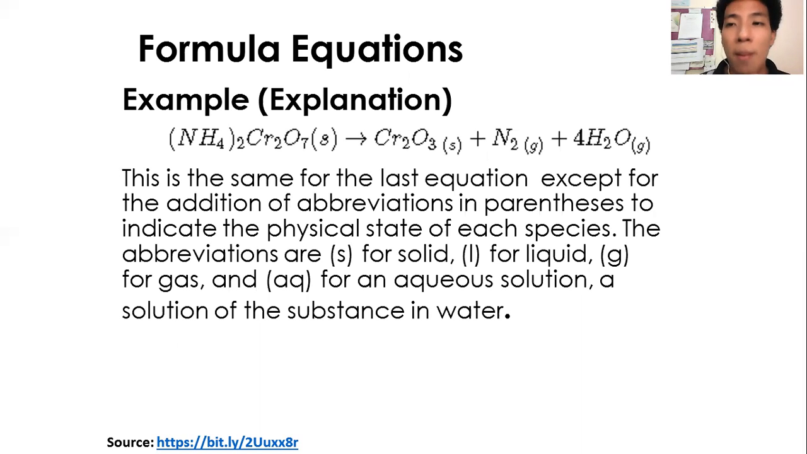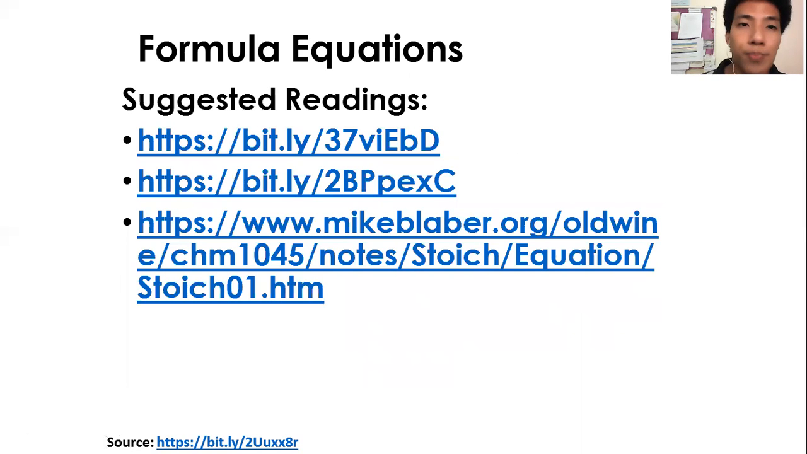Okay, we also have to remember that in writing chemical formula equations for chemical reactions, aside from the chemical formulas, we also have to indicate their states of matter, or the physical states of each compound. So for solids, we will have S, small letter s. For liquid, we have the letter L. For gas, we have G, and for the aqueous solution, we will write AQ. So that is a solution of the substance in water.